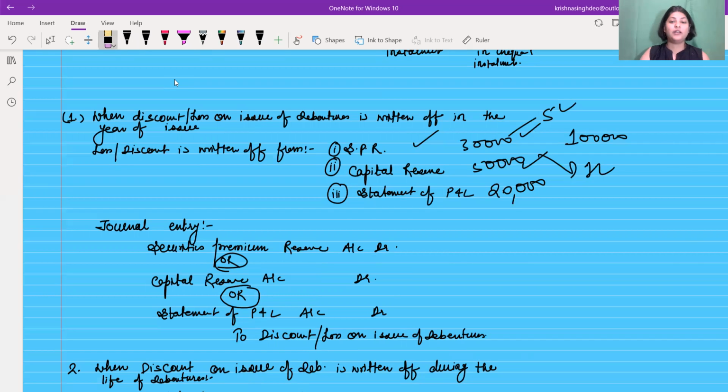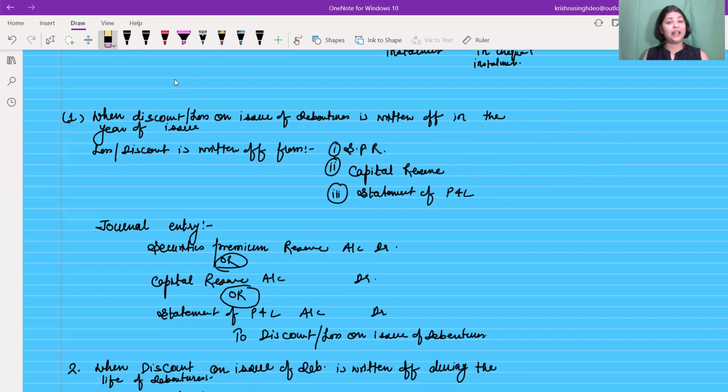Okay, so what is the crux of it? First of all, we need to see whether the balance of statement of profit and loss is given in the question or not, which is normally not given in the question. But is the balance of security premium reserve given? Is the balance of capital reserve given? Yes. Is it equal or sufficient enough to write off the loss? That we have to see. If it is insufficient, then the remaining part can be taken from the statement of profit and loss.